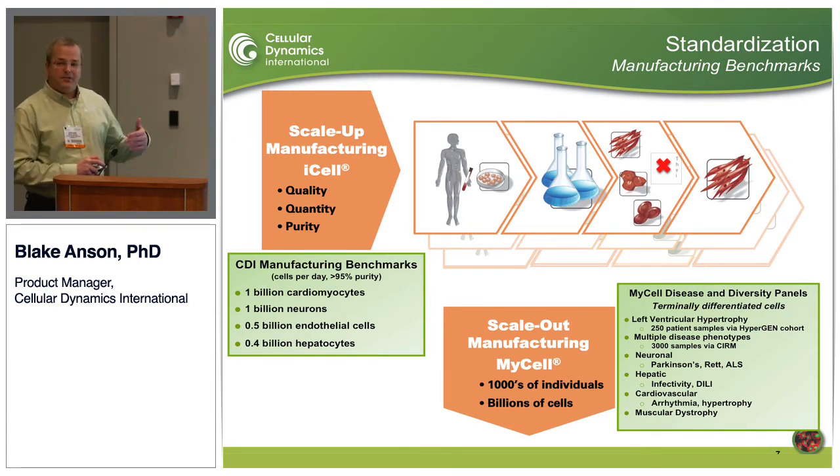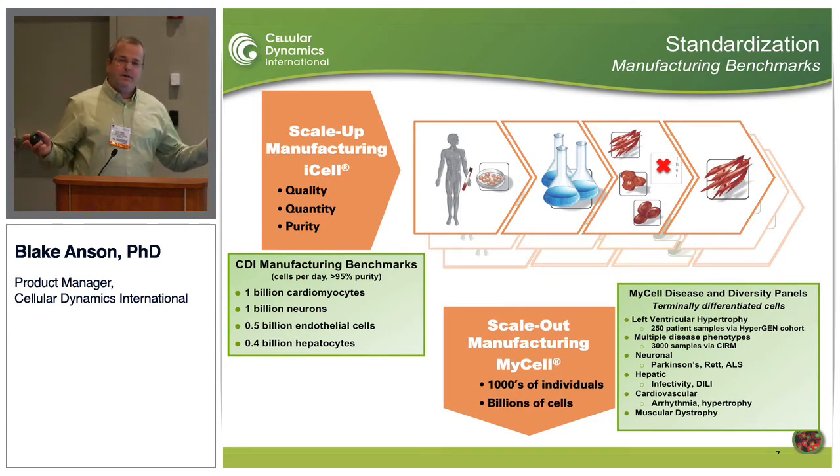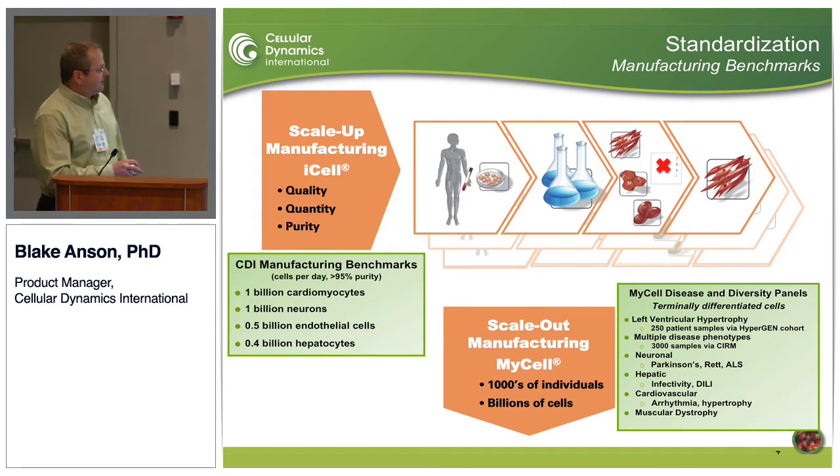All right, the scale out aspect of it, though, is to be able to do this across hundreds and thousands of donors. This, as I alluded to earlier, is the Micelle. And a couple of the examples of the way that we're building out this disease and diversity panel is, as we'll talk about later, this cohort of patient samples that all had left ventricular hypertrophy. This will be the basis of Uli's talk.